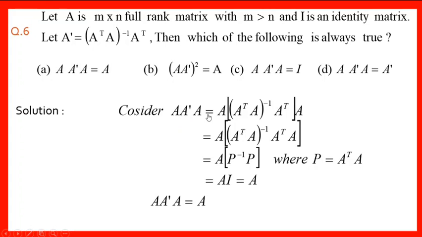So A dash A is equal to A. We know the definition of A dash. It is A transpose A into inverse A transpose, right? Now let us take this A inside. So we have A transpose A. If I call P as A transpose A, it is just like P inverse into P, and we know that P inverse into P is I. So we have AI is equal to A. That's why we have reached the result A dash A is equal to A, which is nothing but option number A. I hope you are getting all the simplification process.